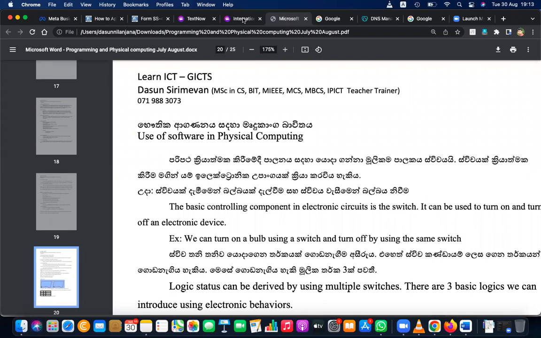Both inputs should be one. If all inputs are one, it will produce one as the output. That is about AND gate.